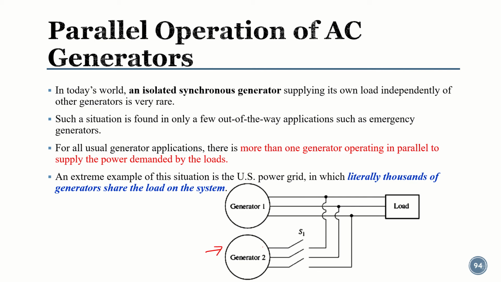Now the rules are: if you want to attach a new generator, before the attachment you have to ensure that the RMS line voltages of the two generators are the same. Whatever RMS line voltage you are getting at these points from this generator, the other generator should also have the same line voltage, because you are connecting these terminals to the loads. This is the number one rule.